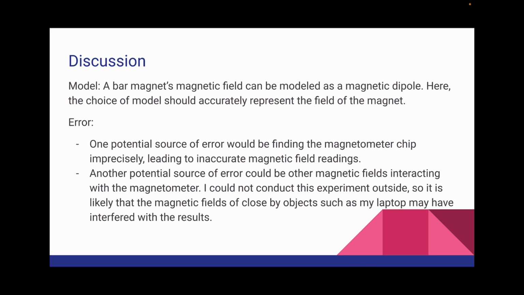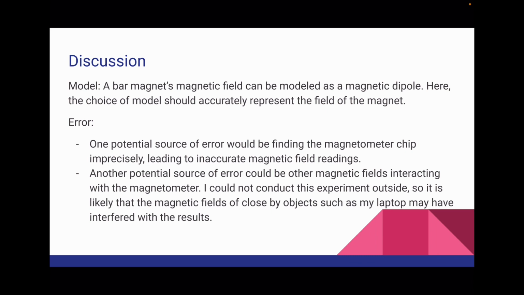A bar magnetic field can be modeled as a magnetic dipole. Here, the choice of model should accurately represent the field of the magnet. One potential source of error would be finding the magnetometer chip imprecisely, which would lead to incorrect magnetic field readings. Another potential source of error could be other magnetic fields interacting with the magnetometer.